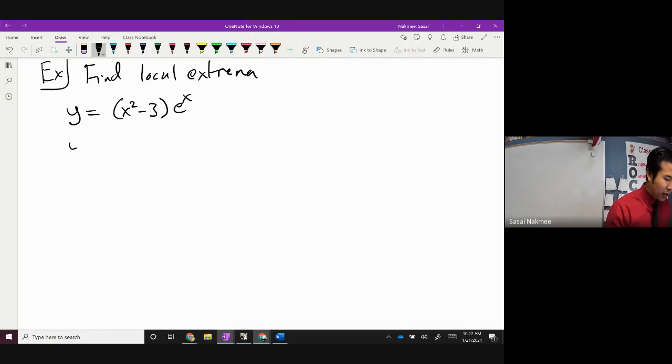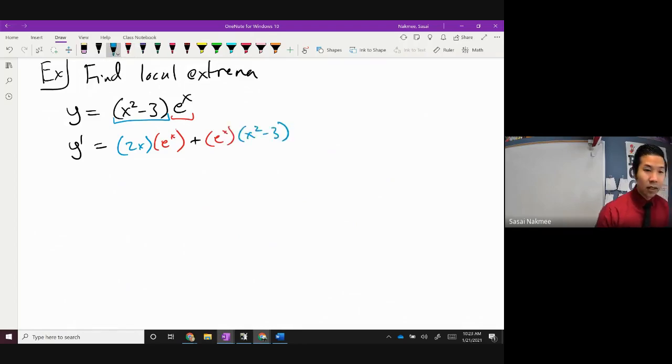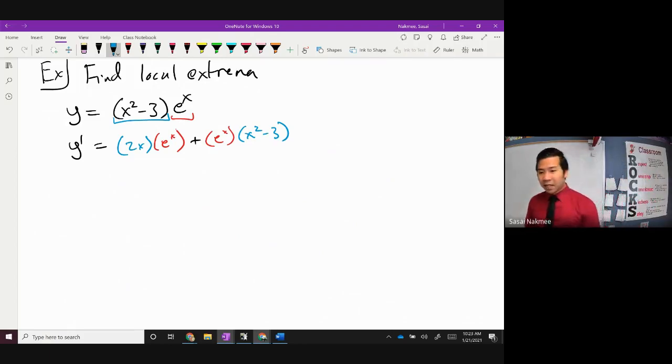So first up, find the derivative. I'm going to do this using the product rule, this being my first function, this being my second function. Derivative of the first is going to give me 2x times the second function, which is e to the x, plus the derivative of the second function, which is just e to the x, times the first function, which is x squared minus 3. Okay? And that's my derivative.